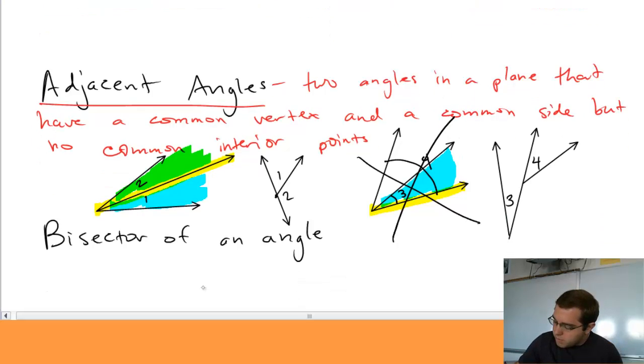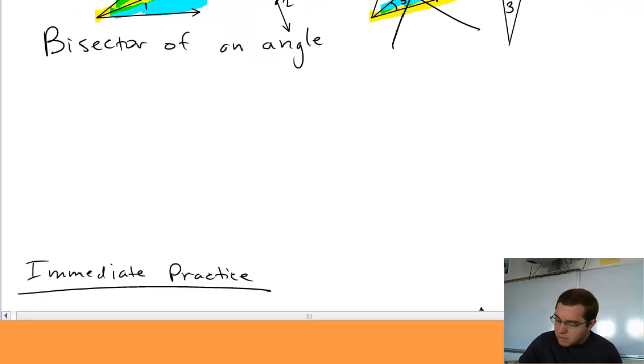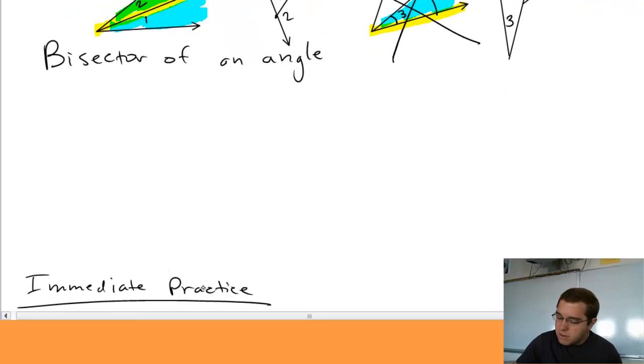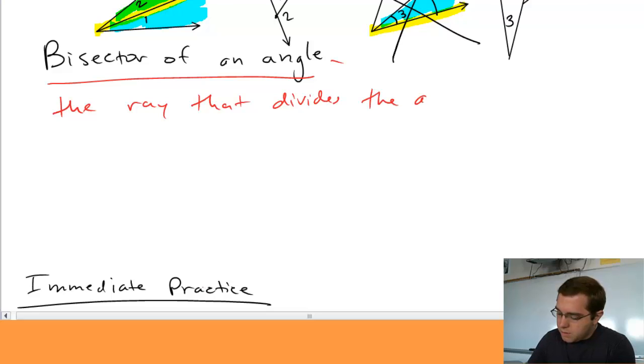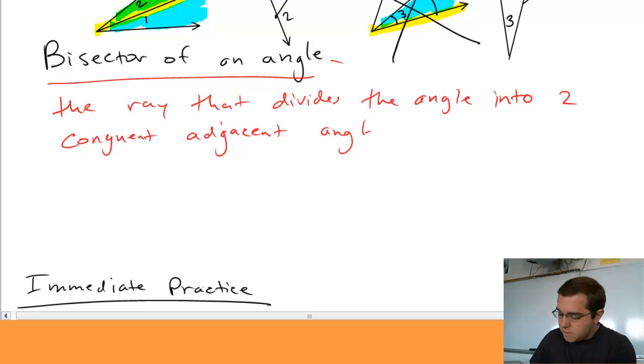Okay, one last definition. The bisector of an angle is the ray that divides the angle into two congruent adjacent angles.